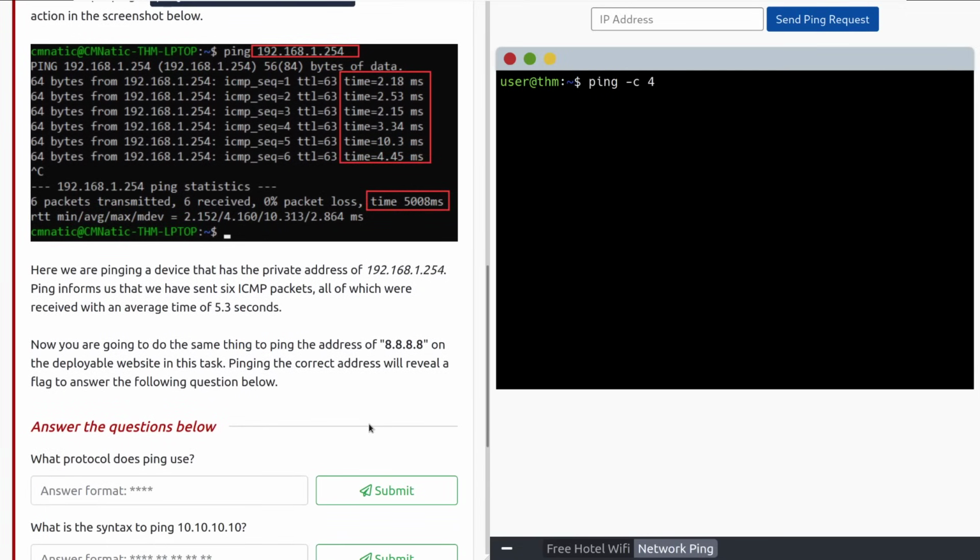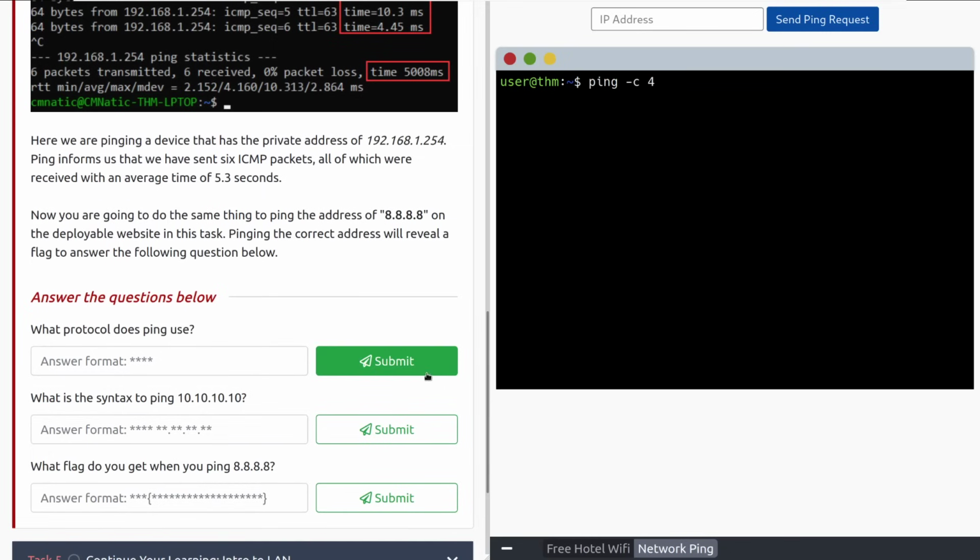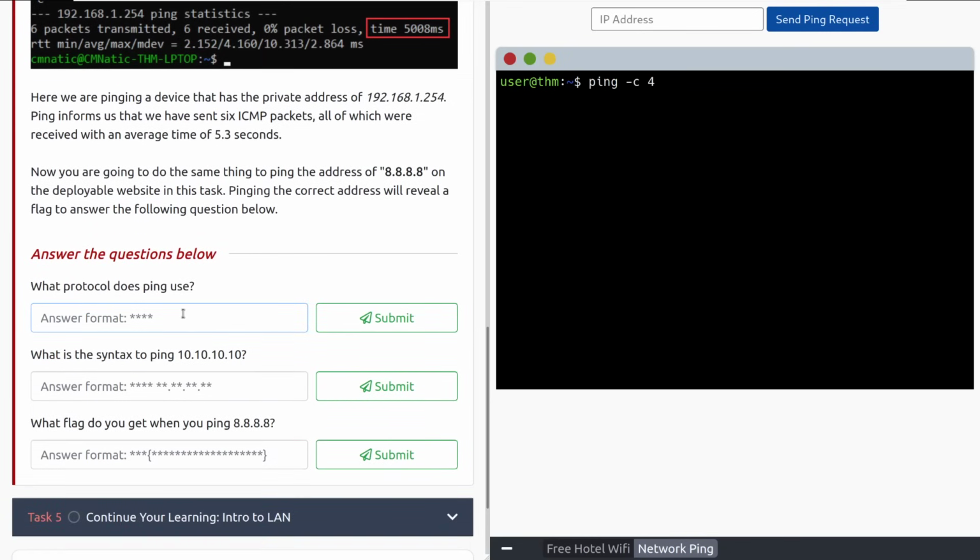Here we are pinging a device that has the private address of 192.168.1.254. Ping informs us that we have sent 6 ICMP packets, all of which were received with an average time of 5.3 seconds. Now you are going to do the same thing to ping the IP address of 8.8.8.8. This is one of Google's DNS servers on the deployable website in this task. Pinging the correct address will reveal a flag and answer the following questions. Let's go ahead and dive into the questions. What protocol does ping use? ICMP, if I can type.